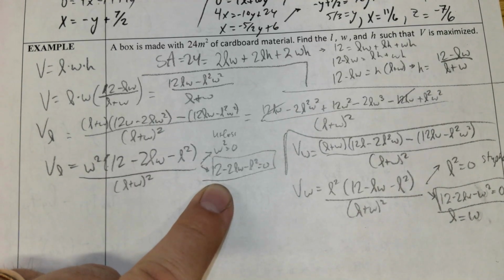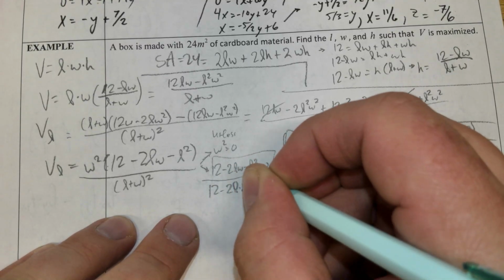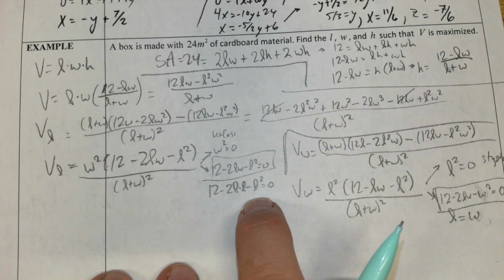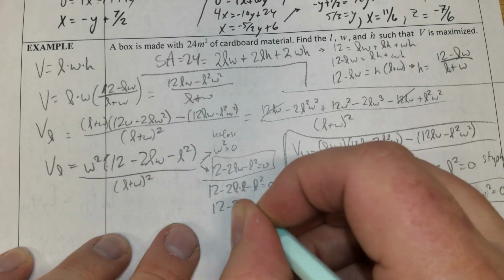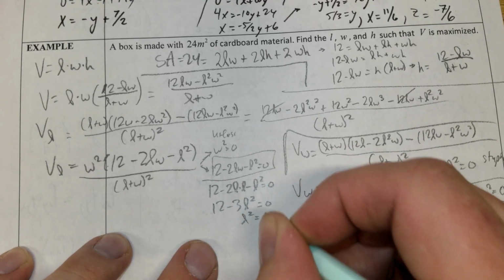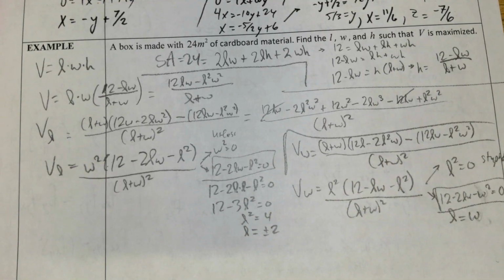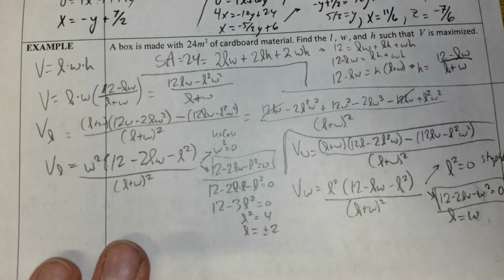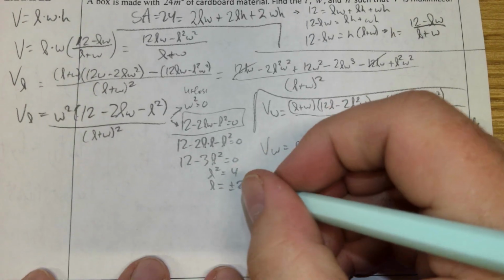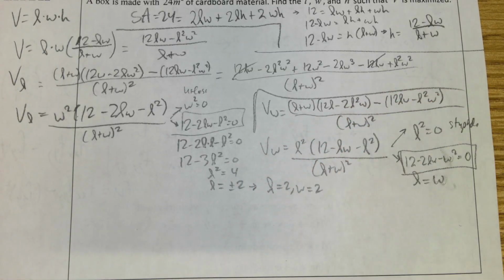Like now that I know L is W, I get 12 minus 2L times L minus L squared equals 0. Like that just makes 12 minus 3L squared. So that means L squared is 4. L is plus or minus 2. And again, extraneous solutions. Negative 2 is a stupid solution. So now I know length is equal to 2. I know width is equal to 2. So now it's my job to go find the height.